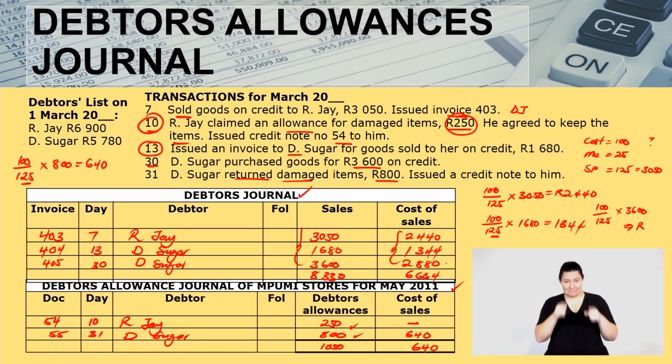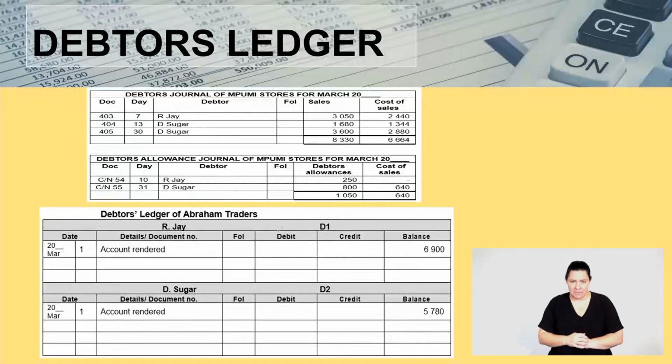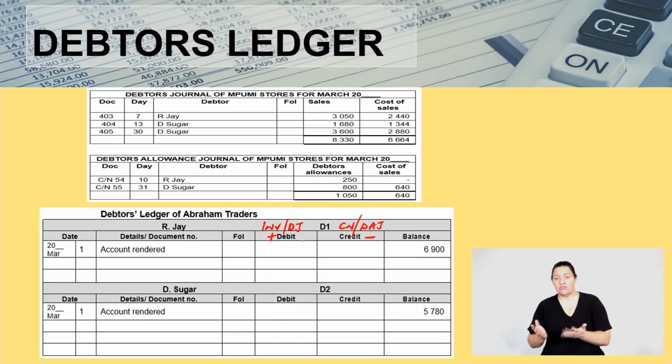Now, we are going to quickly look at the next aspect, okay? Since we've prepared our debtors journal and our debtors allowances journal, let's now post it to the debtors ledger. Very important for you to remember that whenever you have your invoices, they are going to come to the debit side, which is a plus. So when you have amounts from the DJ, you bring them to the debit side. But all your credit notes, that is amounts from the DAJ, they will come to the credit side. That is a minus.